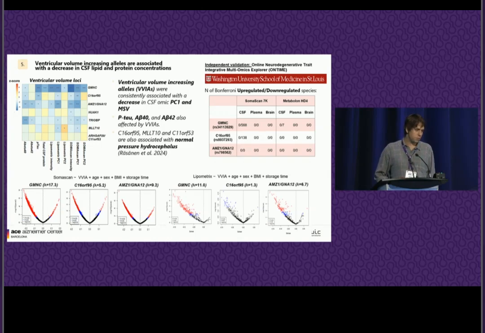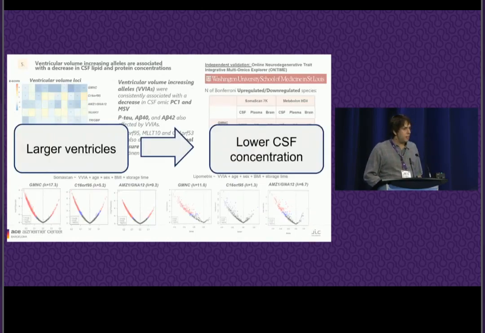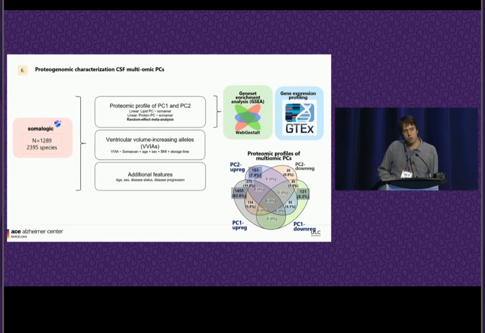So basically, this led us to general observations where you can see that genetic predisposition to larger ventricles leads to generally lower CSF concentrations. But as I'm about to show you, the pattern is a little bit more complex, and we actually could detect three distinct proteomic signatures: one related to PC1 upregulation, another related to PC1 downregulation, and another related to PC2 upregulation. And we performed gene cell enrichment analysis and gene expression profiling to help us interpret these signatures, and also integrated this with the associations found with the ventricular volume increasing alleles.